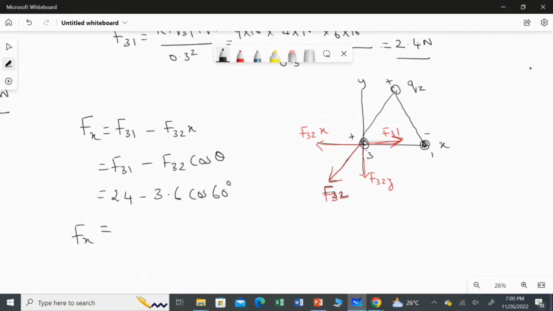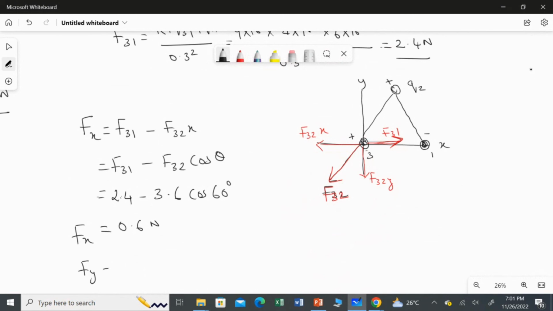So let's see what's the answer. So 2.4, this is not 24, this is 2.4, right? So 2.4 minus 3.6 cosine of 60 degrees. So I got 0.6 Newton. And likewise we have to find the F of y.